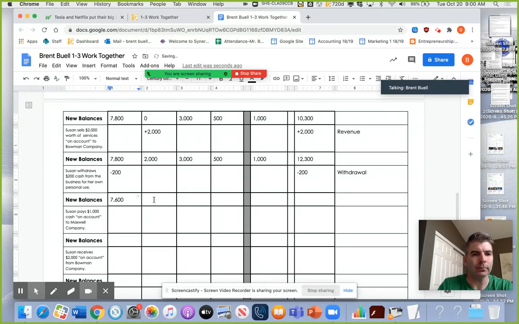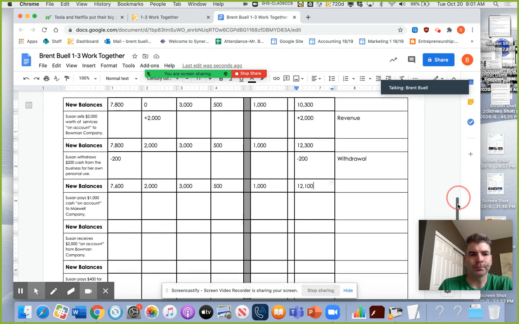All right, new totals. 7,600, 2,000, 3,000, 500, 1,000, and 12,100. As we get down here, I'm going fast, so somebody speak up if that's messed up. I got 12,300 on the right, 12,100, excuse me, 13,100. I'm screwing up right now. 80, 96, 12,6, 13,1. Okay, I think we're okay. All right, last three.